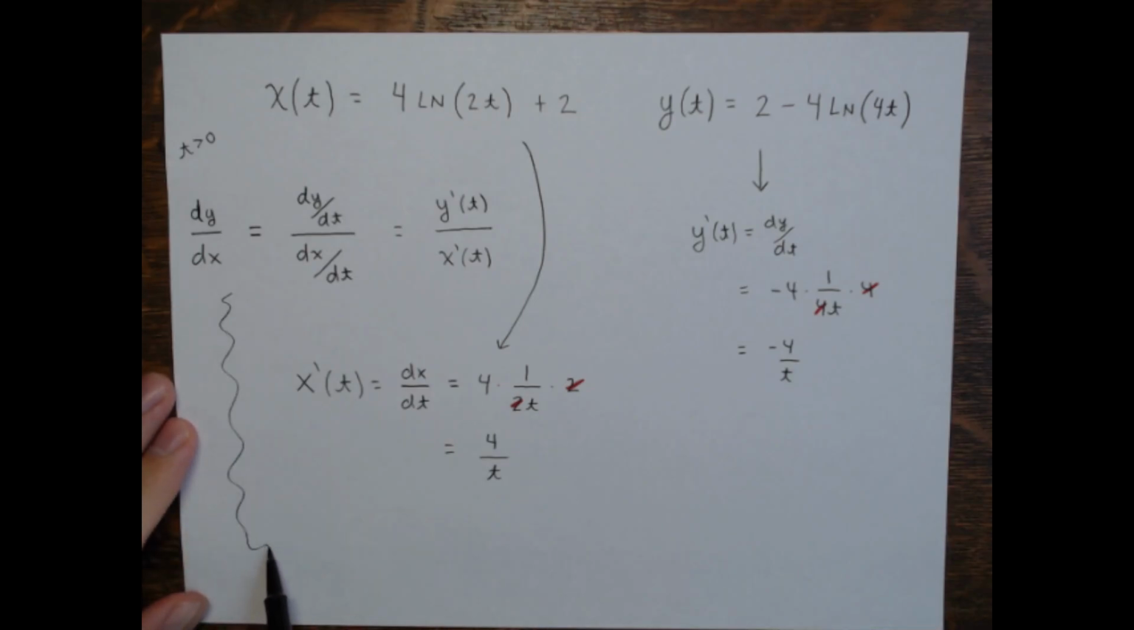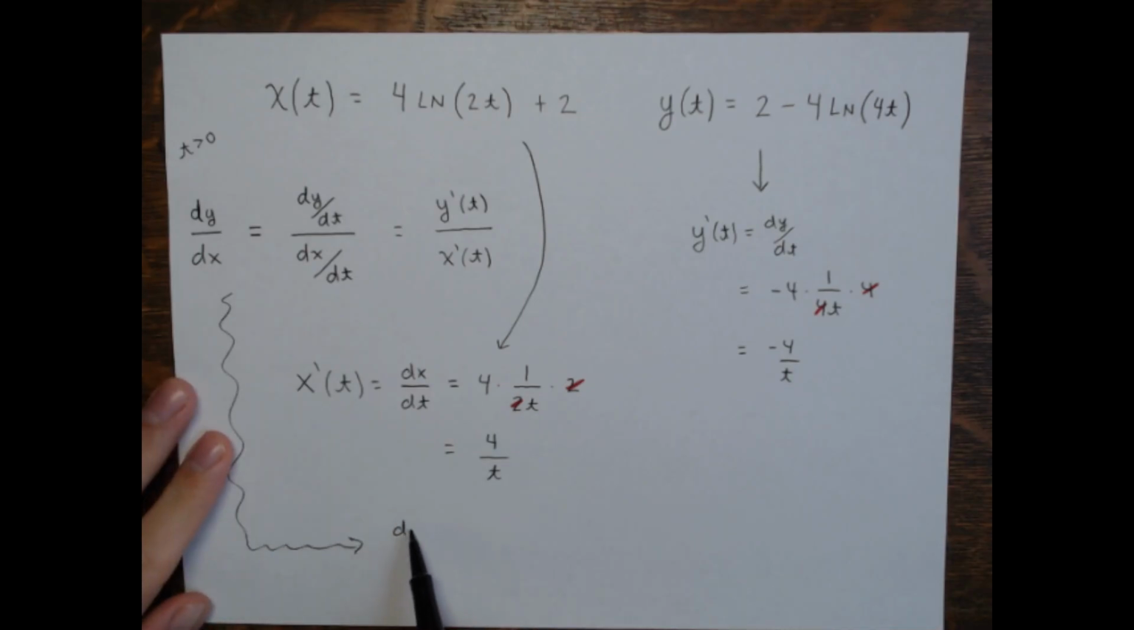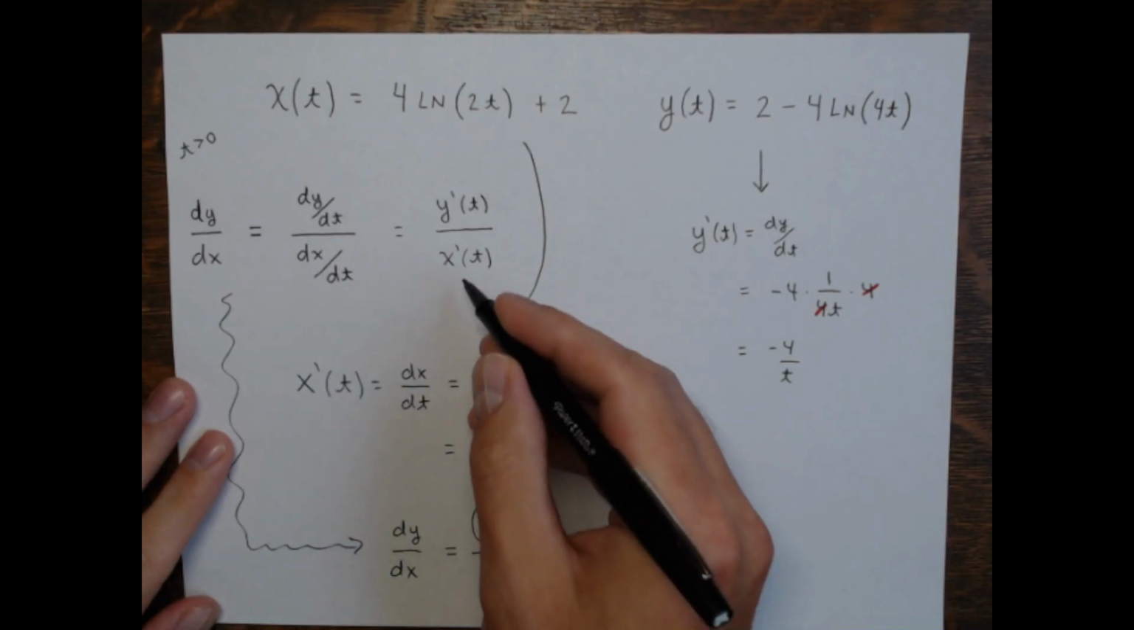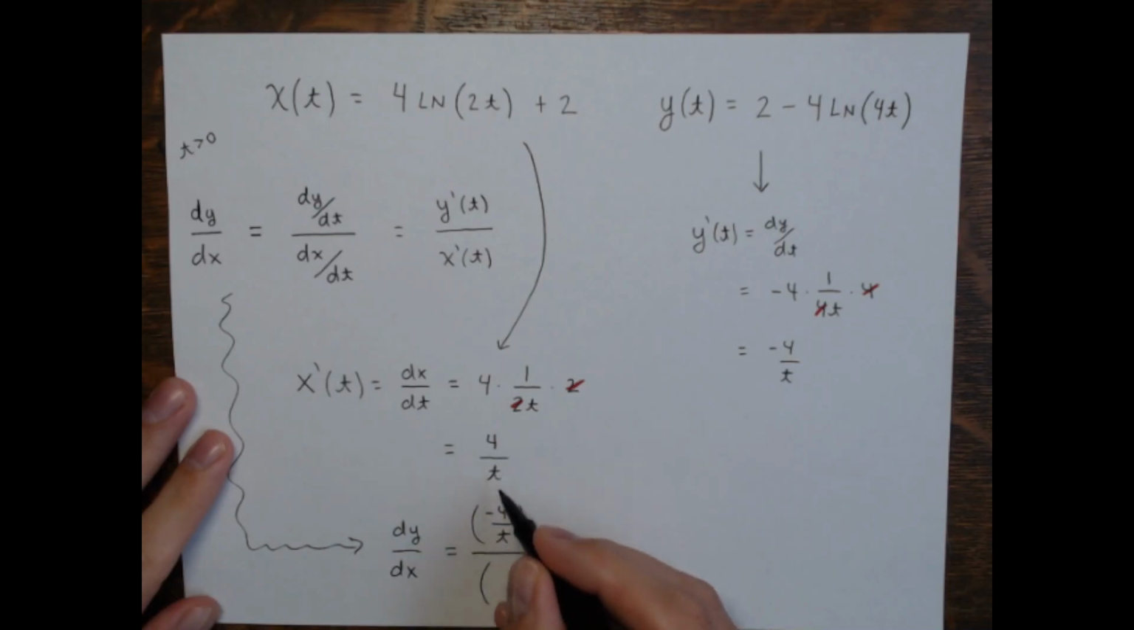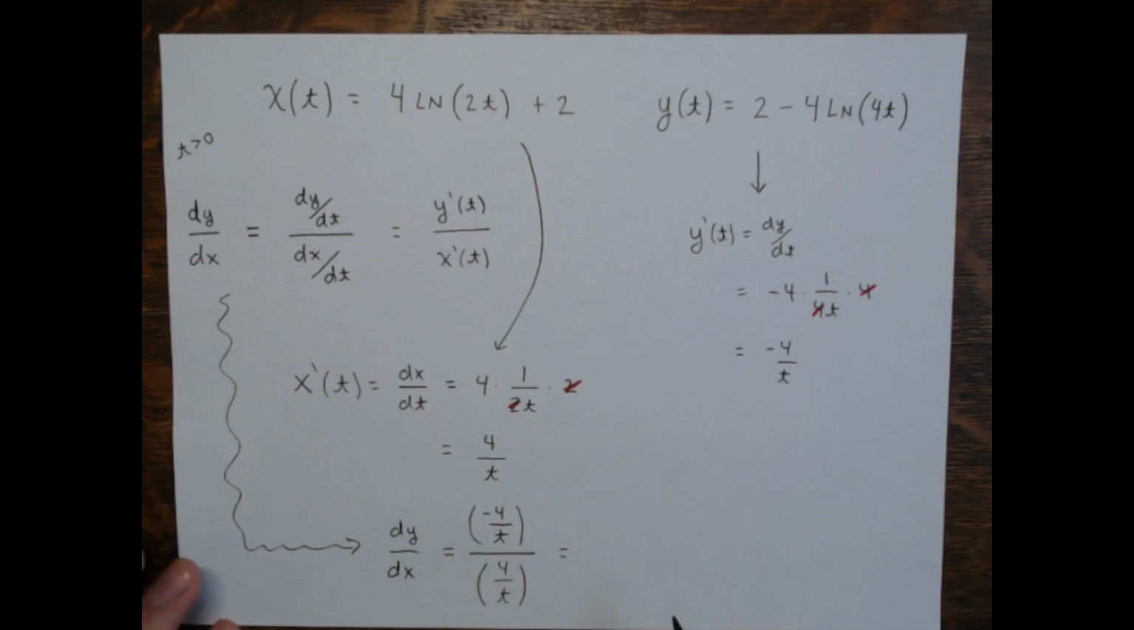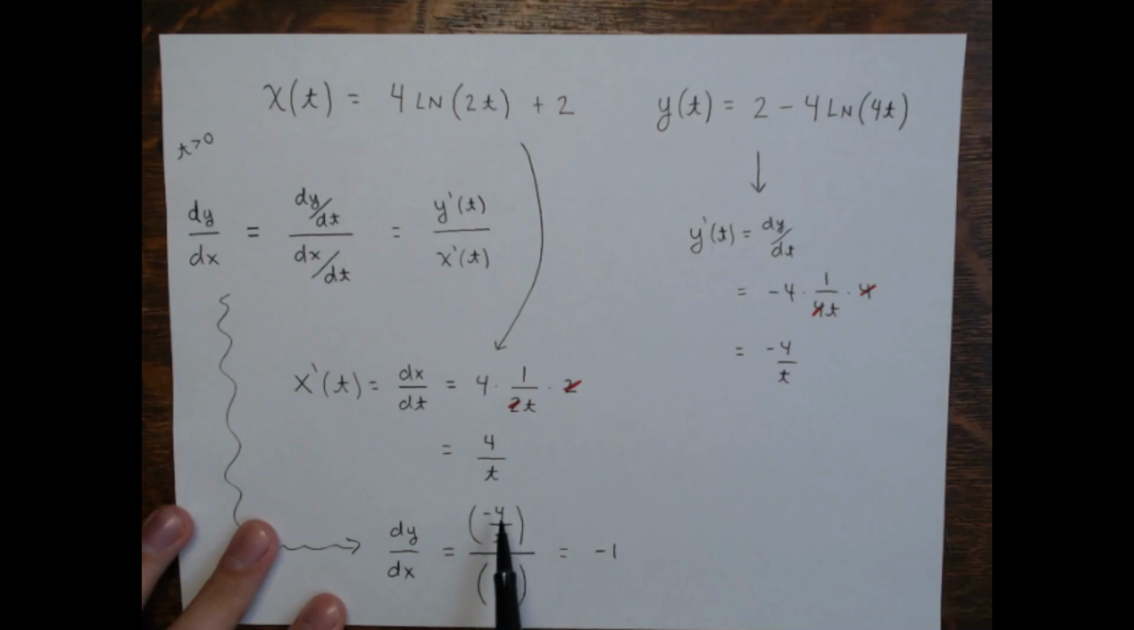So when all's said and done here, we're taking dy over dx, the slope of the tangent line at any point on this curve, which is going to be y prime of t, so that's negative 4 over t up top, divided by x prime, or dx over dt, which was this 4 over t in the bottom, and you can multiply the top and bottom by t. This is -1. This will end up being -4 divided by 4. The t's would cancel. There you go.